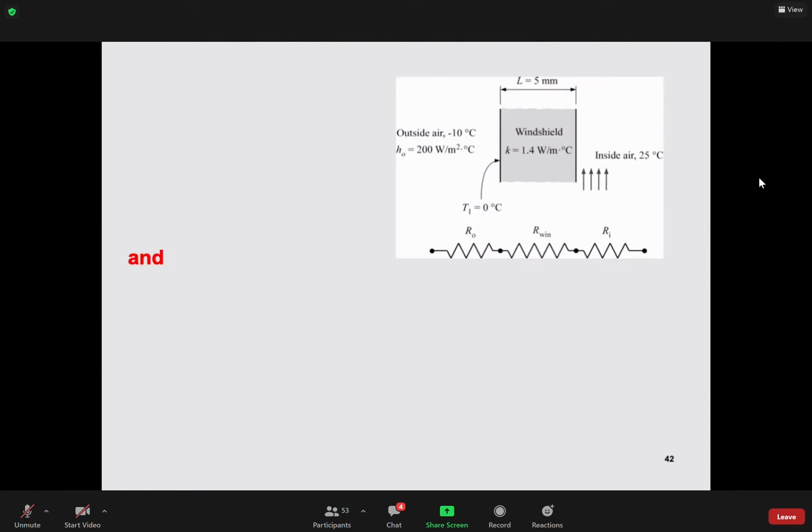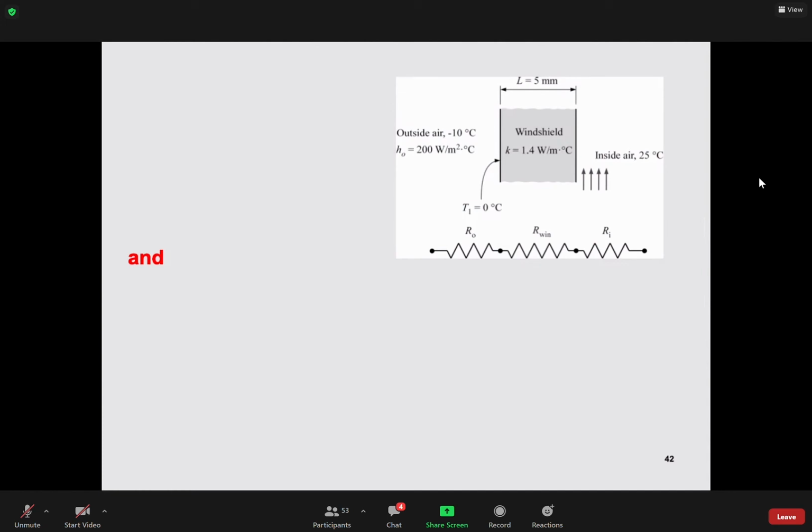That's exactly what's happening. You have minus 10 degree outside air, 200 heat transfer coefficient, conductivity is given, the thickness is given. The question here: what should be the resistance here, or the convective heat transfer coefficient here, with 25 inside. And as mentioned, defrost means the minimum temperature you would like is 0. Therefore, that's exactly building science, my friend.